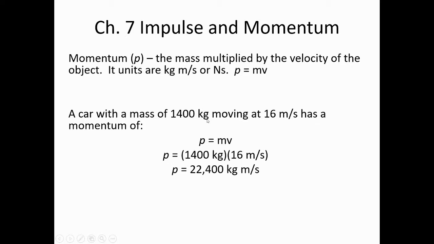If you have a car with a mass of 1,400 kilograms, maybe at 16 meters per second, you can calculate the momentum by just multiplying the mass times velocity. Notice the units are what makes it up. So you get 22,400.